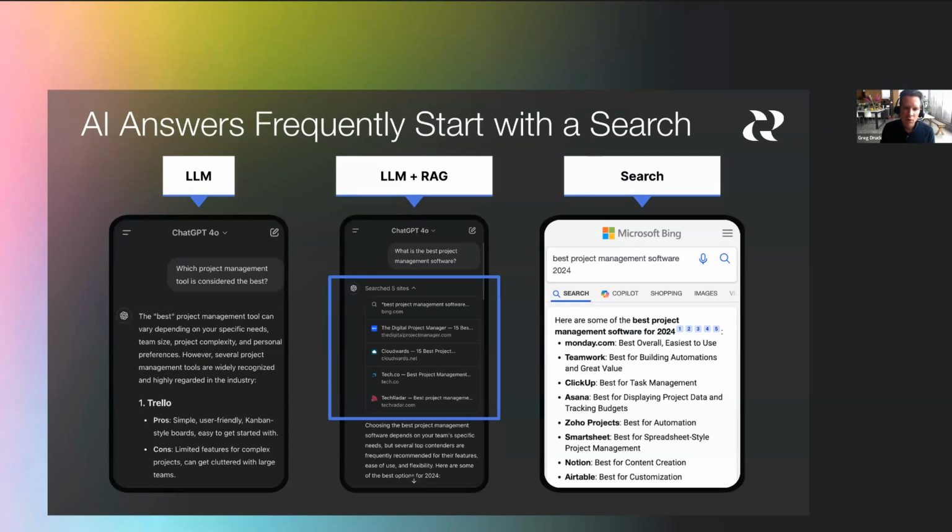So if you use ChatGPT, you'll notice that sometimes it tells you that it searched some extra sites. So basically, ChatGPT went out and acquired some extra information to help it answer the question. And in this case, we asked, what is the best project management software? And ChatGPT said that it searched 5 sites, and one of those sites is actually Microsoft Bing. So it wrote the keyword best project management software 2024, and it searched that on Bing, and it used that information to help improve its answer.